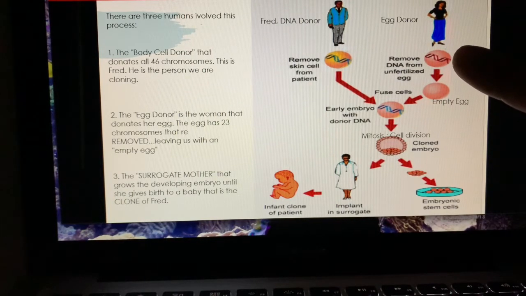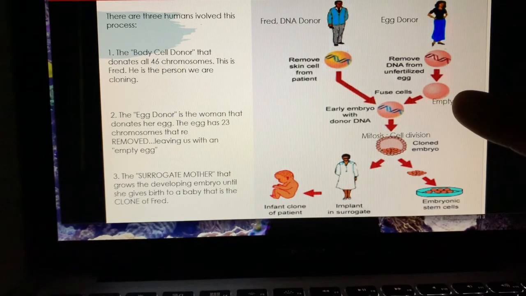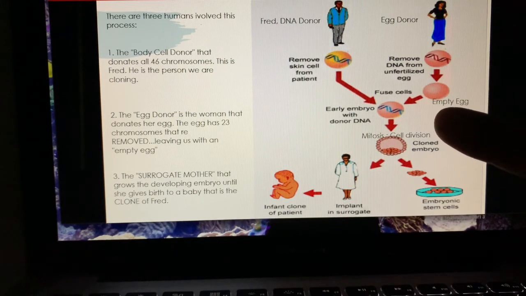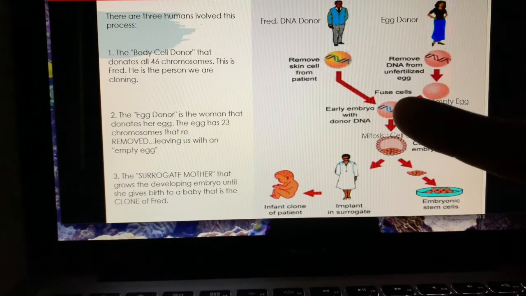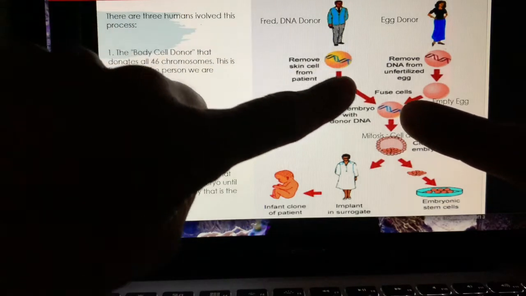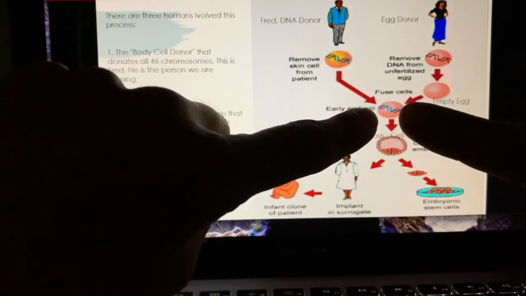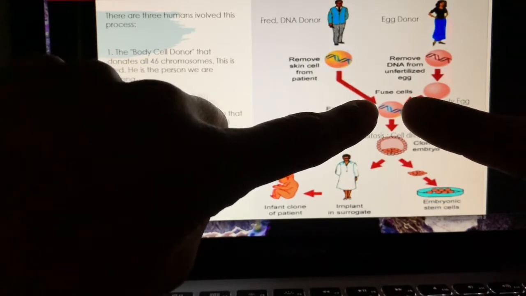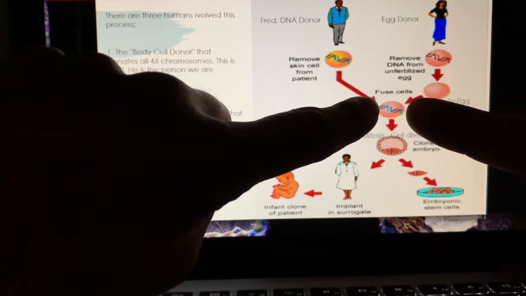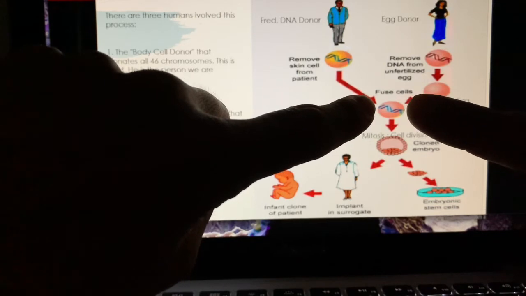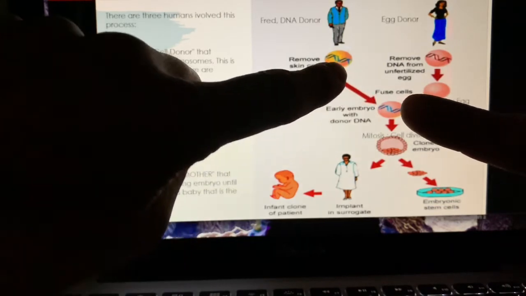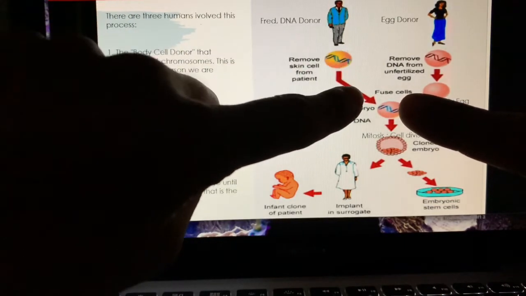We must remove 23 of her chromosomes because they are not needed. And what we end up with is an empty egg cell. If we fill the empty egg with the 46 chromosomes from Fred, we end up with an egg cell that has all 46 chromosomes needed to make a new organism. But what's different than standard reproduction, I guess, is that all 46 chromosomes came from just one human.